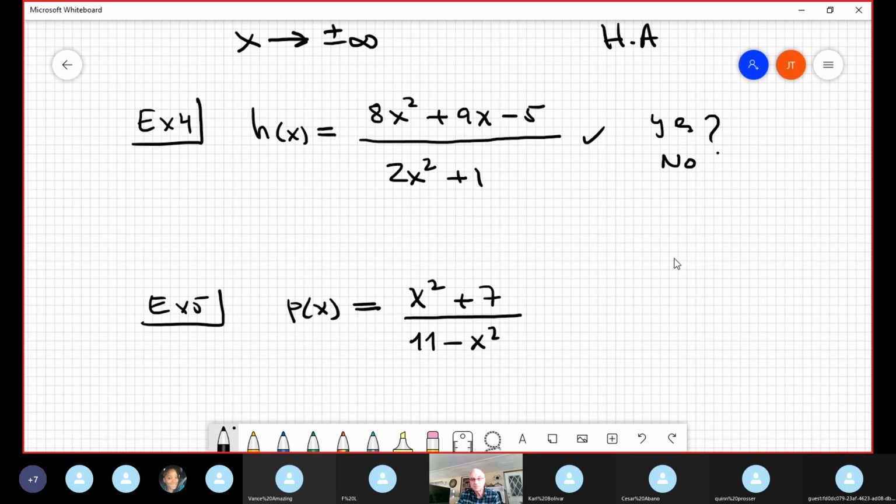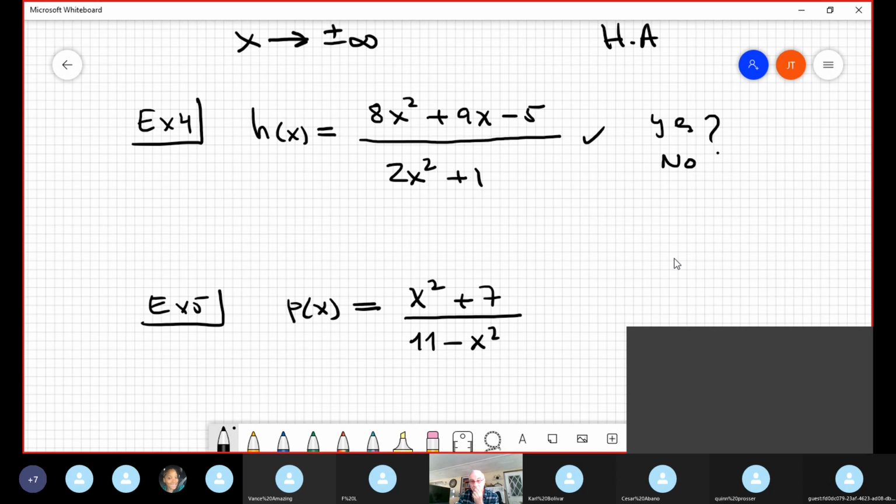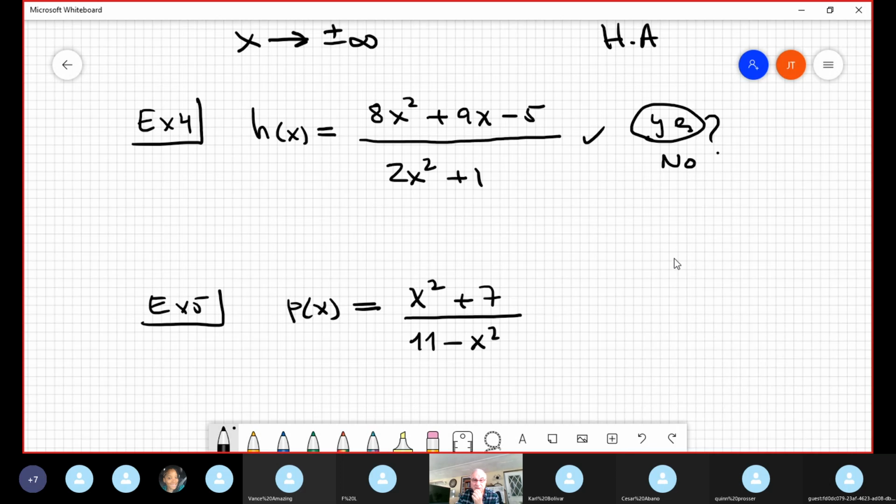Answer me, please. Yes. Jasmine says yes. She's right. Everyone understand? Because in the analysis of the degree, the degree of the polynomial on the top is 2, and the degree of the polynomial at the bottom is 2. So the answer is yes. We have a horizontal asymptote. At what value?